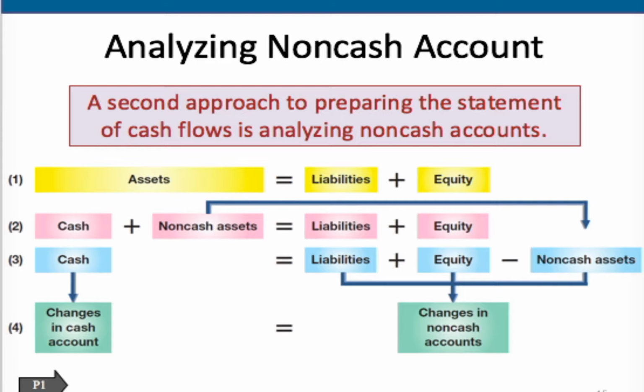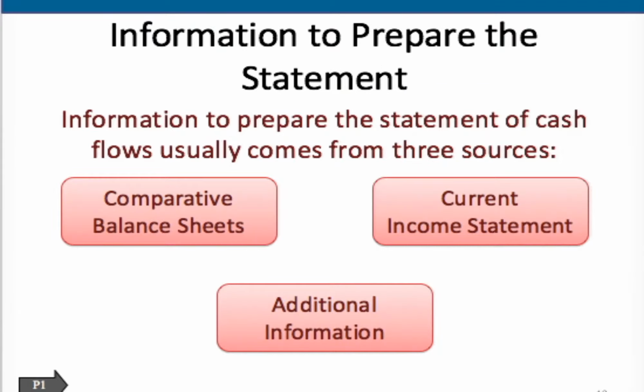Others are revenue and expense accounts that are closed to equity at the end of the period. For instance, the sale of services for cash yields a credit to service revenue that eventually would be closed to retained earnings at the end of the period. Information to prepare the statement of cash flows usually comes from 3 different sources: comparative balance sheets, current income statement, and some additional information. That additional information often includes details on transactions and events that help explain both the cash flows and non-cash investing and financing activities.